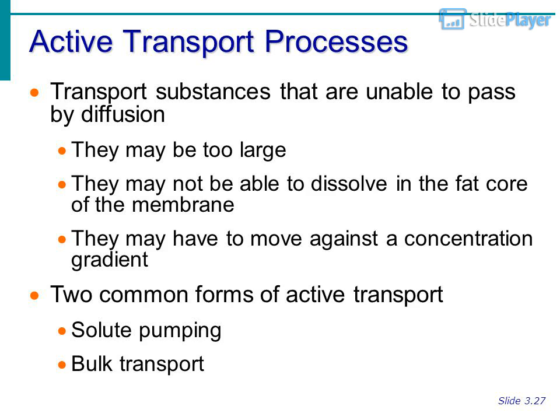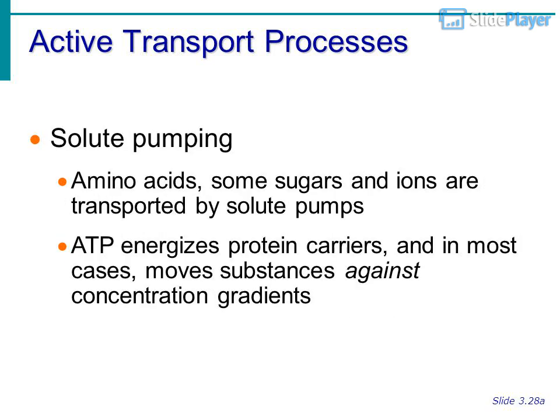Active transport processes transport substances that are unable to pass by diffusion. They may be too large. They may not be able to dissolve in the fat core of the membrane. They may have to move against a concentration gradient. Two common forms of active transport: solute pumping and bulk transport. Slide 3.27. Active transport processes.